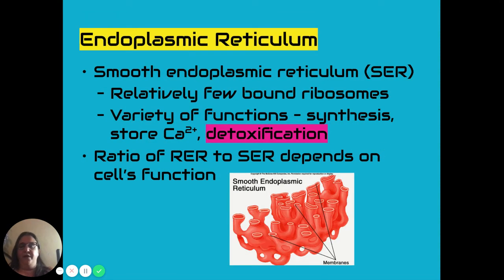Then we have the smooth ER, smooth endoplasmic reticulum, or SER, and that doesn't really have very many ribosomes on it at all. It does have a lot of different functions. The smooth ER synthesizes lipids and stores calcium. One of the biggest things it does is detoxification, so you're going to have a lot of smooth ER in organs like your liver. And the ratio of rough ER to smooth ER you have in each cell depends on what that cell needs to do.